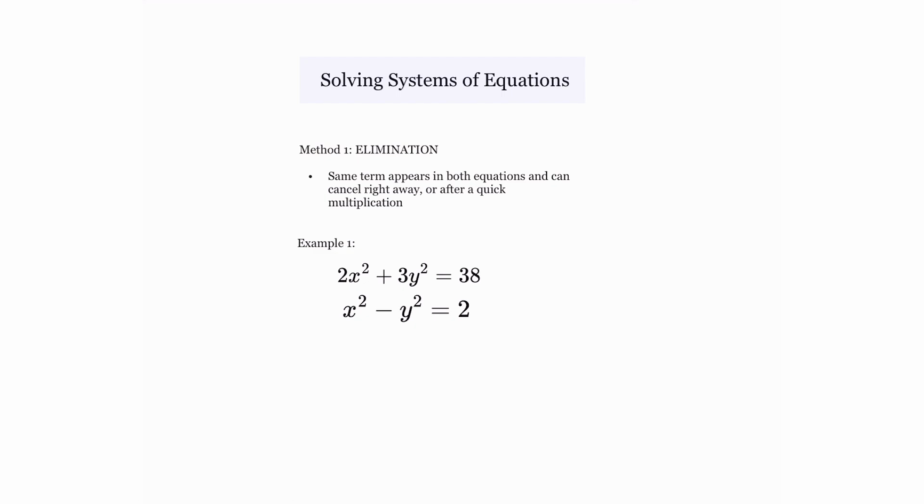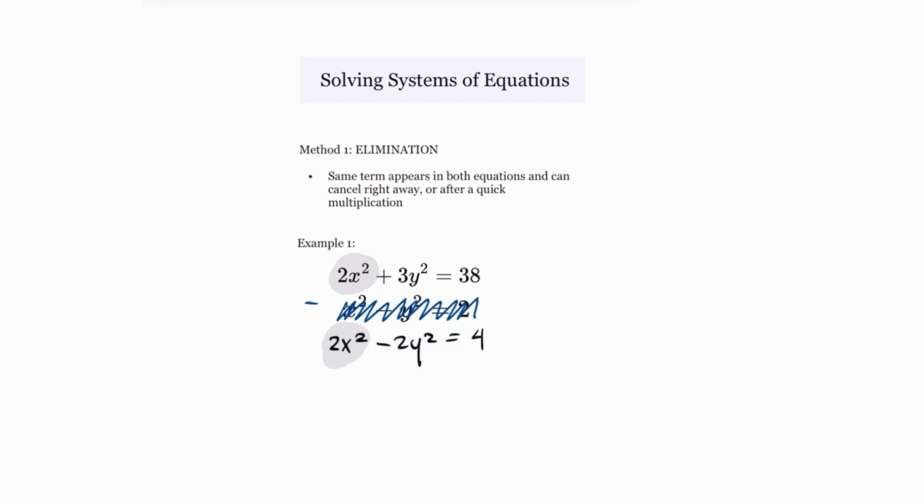Notice that they both have this x squared in it. Also notice that you can multiply the second equation by 2 to obtain this same 2x squared term. So that's what we do. And elimination consists of subtracting one equation from the other. So when we do this, notice that we don't get any x squared term.